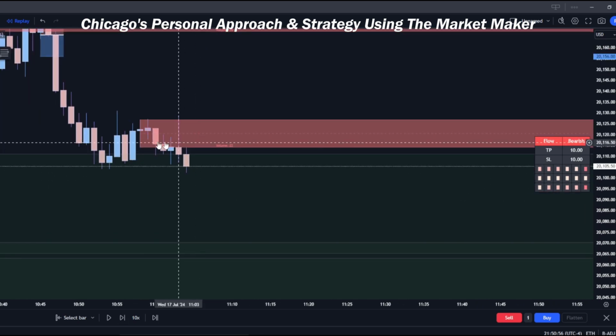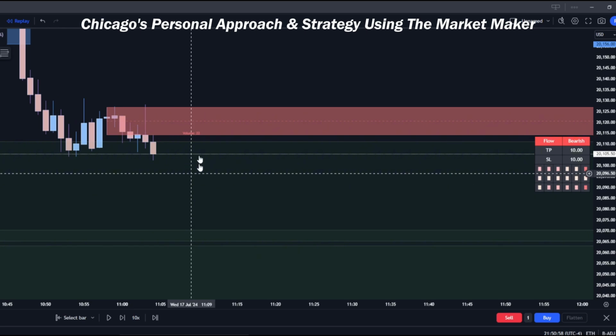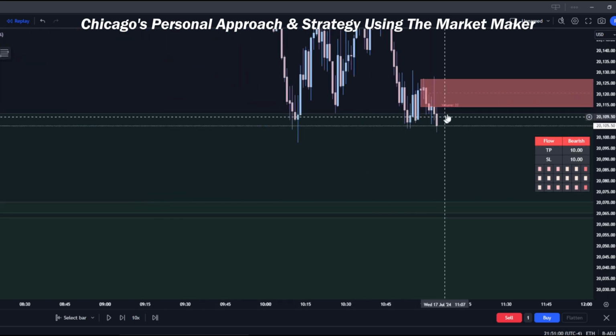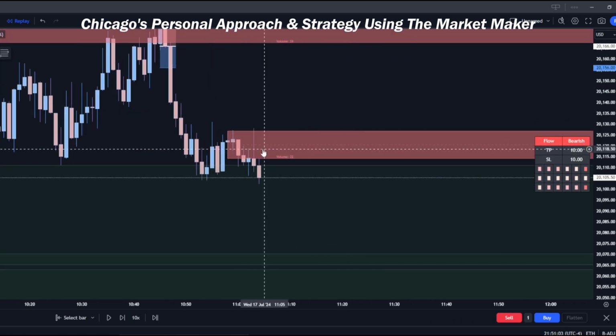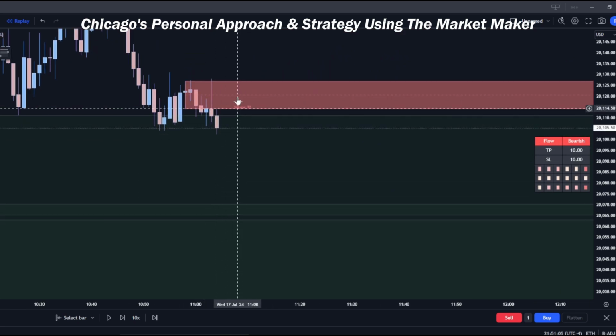So this would be a zone that you wouldn't take. Why? Because you have this buying range all up in your way. So this I wouldn't take because there's no space.